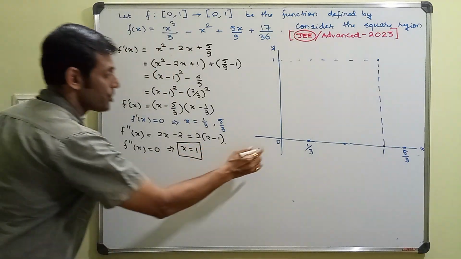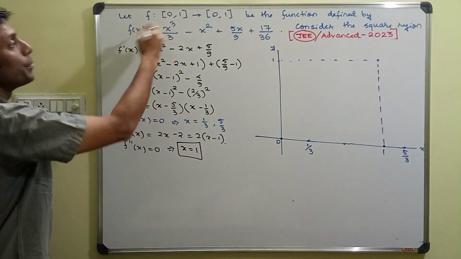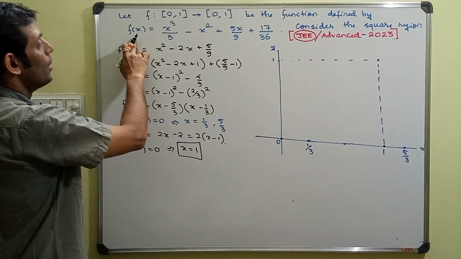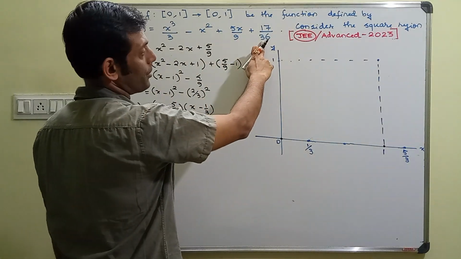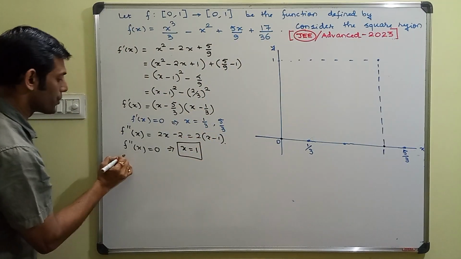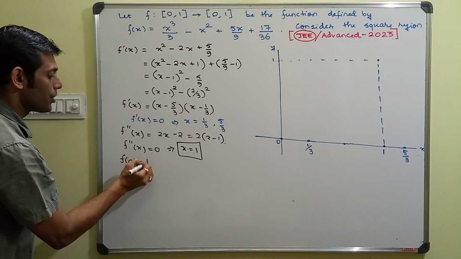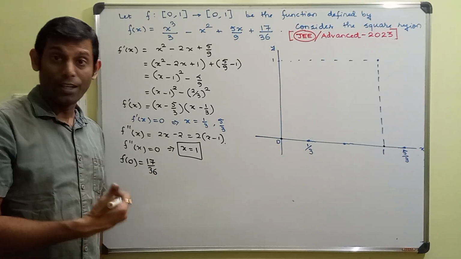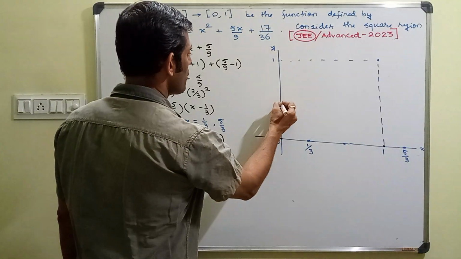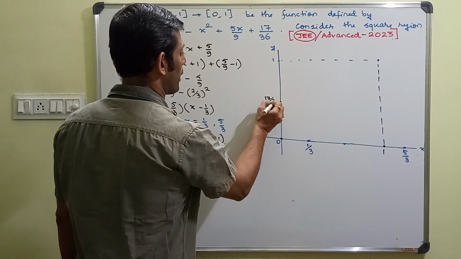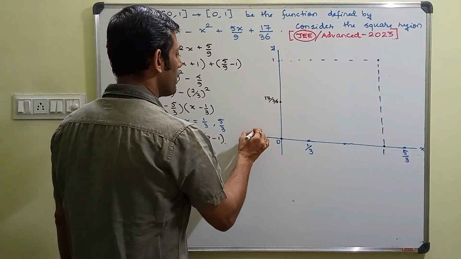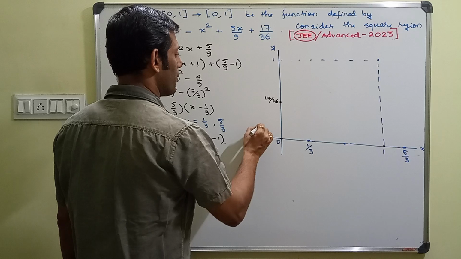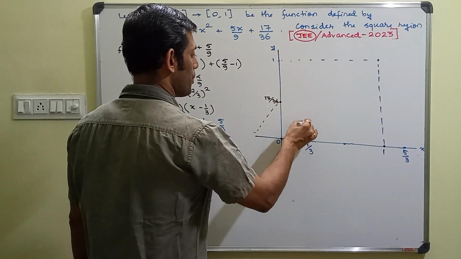And now if I consider x equal to 0, f of 0 will be equal to how much? F of 0 will be equal to 17 by 36. So f of 0 is another thing that we need. It's 17 by 36, which means very close to 0.5. 18 by 36 is 0.5. So let's say this is some 17 by 36 position. From here till here, this particular value is going to rise. From this point, it's going to rise.